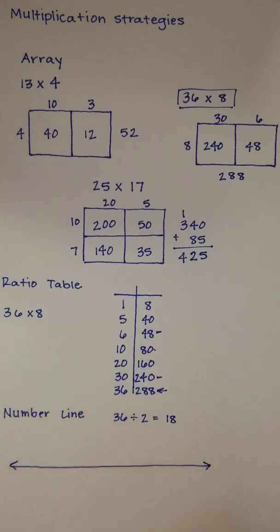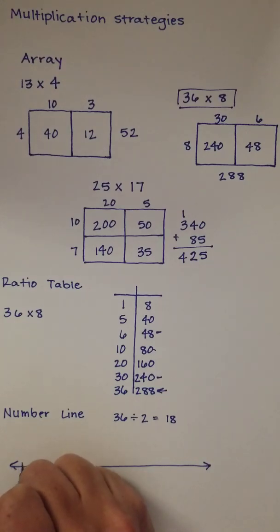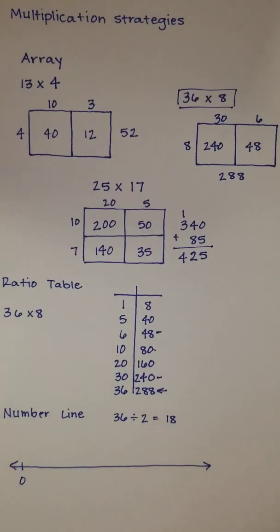Some students really would want to count from 0 and count by 8s all the way to 18 times. I just don't know if that would take a long time, and there's a big probability of making a mistake. I mean, you'd be going well over 80. So I don't think 36 times 8 would be a smart choice in using a number line.